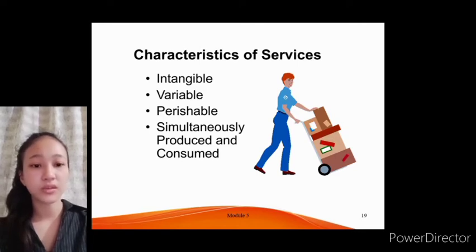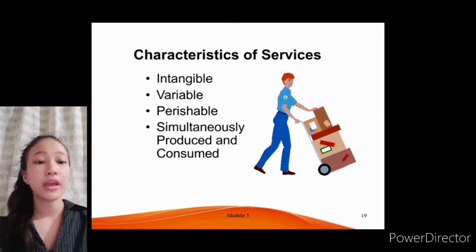So, service variability refers to the fact that the quality of services can vary greatly depending on who provides them and when, where, and how. There is a great difference in the quality of service provided by various providers, or even by the same provider at different times. Even though you have the same service provider, the quality of the service may not be the same as the service provided somewhere else, or at a different time and how it was done.